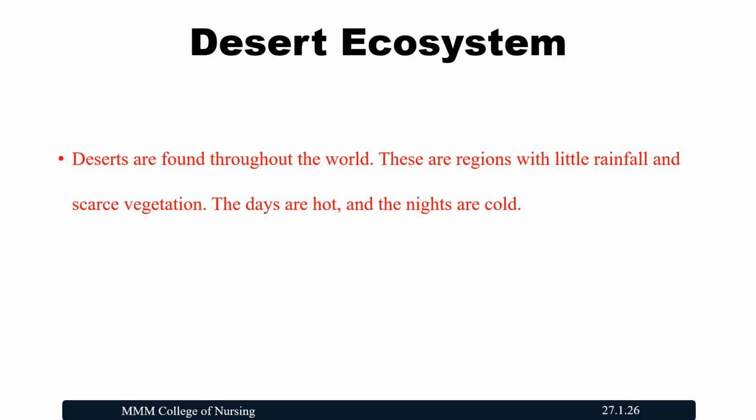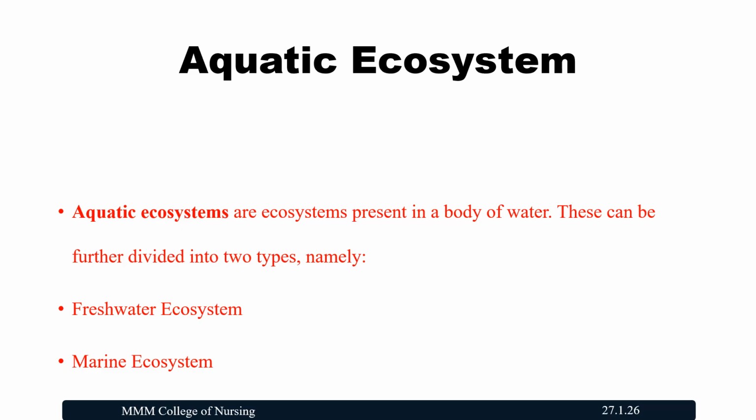Desert ecosystem. Deserts are found throughout the world. These are regions with little rainfall and scarce vegetation. The days are hot and the nights are cold. Till now we have discussed about land ecosystem, that means terrestrial ecosystem. Now aquatic ecosystem. Aquatic ecosystem or ecosystem present in the body of water.